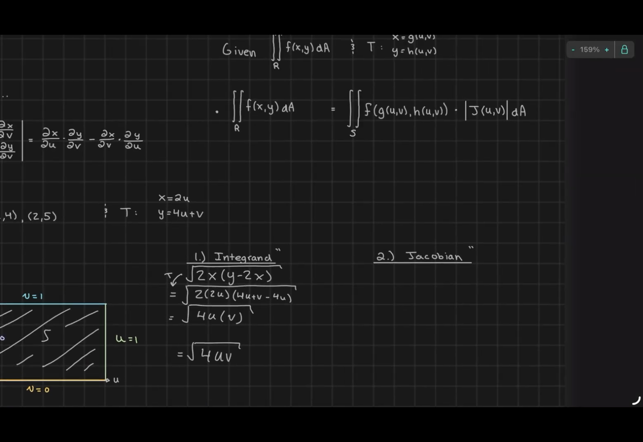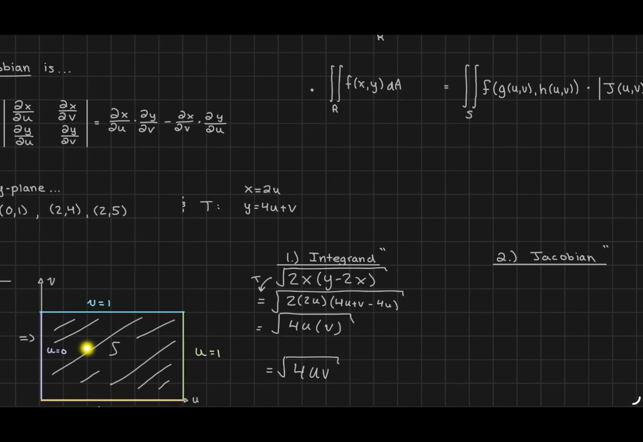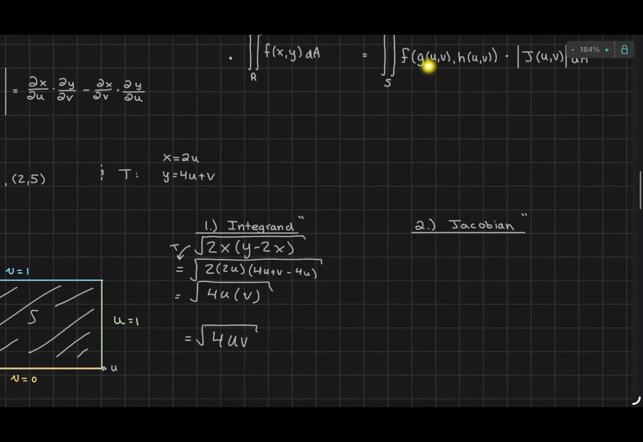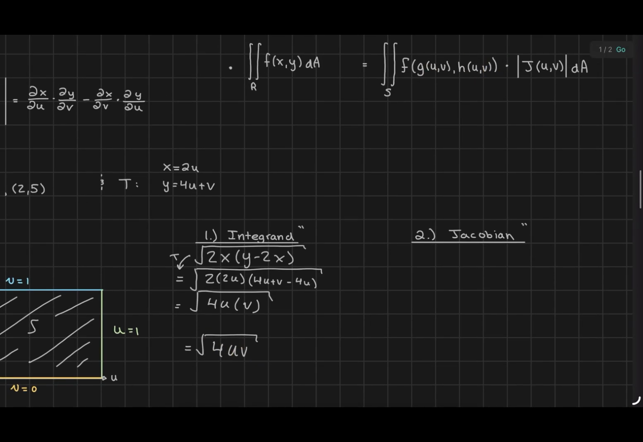Okay, well, what's our next step? According to our theorem here, we have our region S. We're given that right here, we already did that. We just transformed our integrand here. That's going to be the square root of 4uv. What's next? We're going to have to solve for the Jacobian now. Kind of spoiled it right here, I suppose. Well, what is our Jacobian?